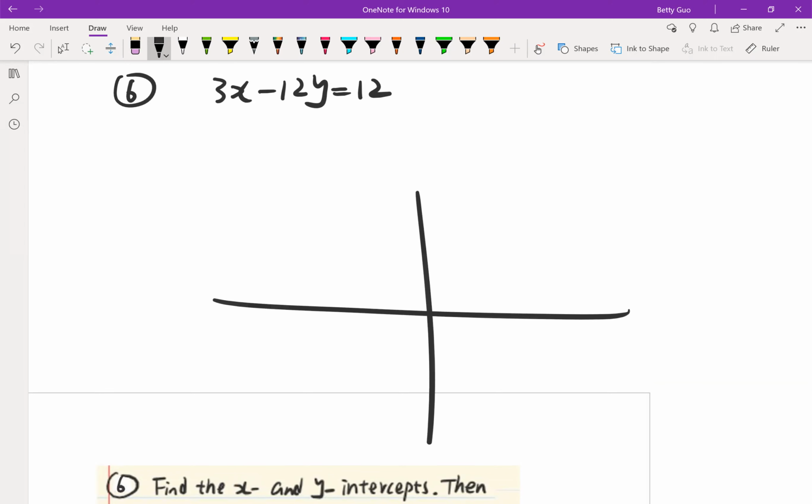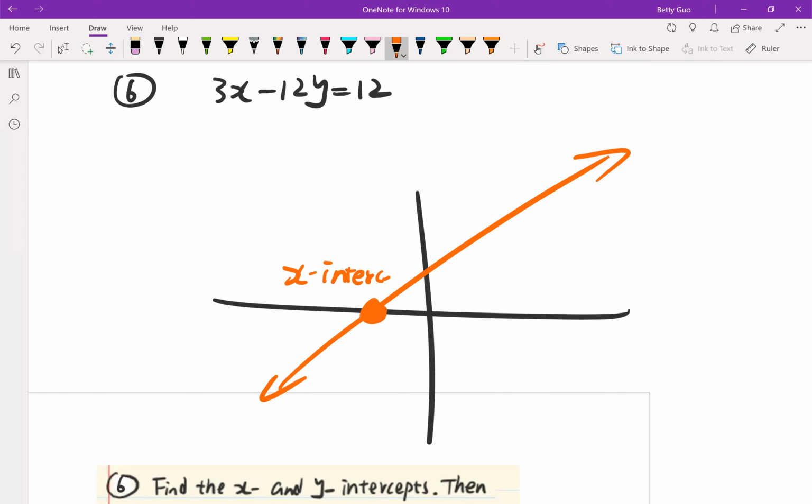So if we have a straight line, for example, this one, a slanted straight line, the intersection of the line with the x-axis is called the x-intercept. We are reviewing the definitions of x-intercept and y-intercept. The intersection of the straight line and the y-axis is the y-intercept.